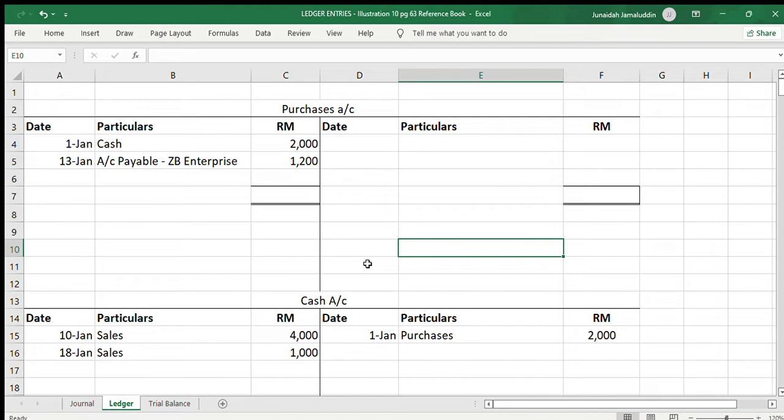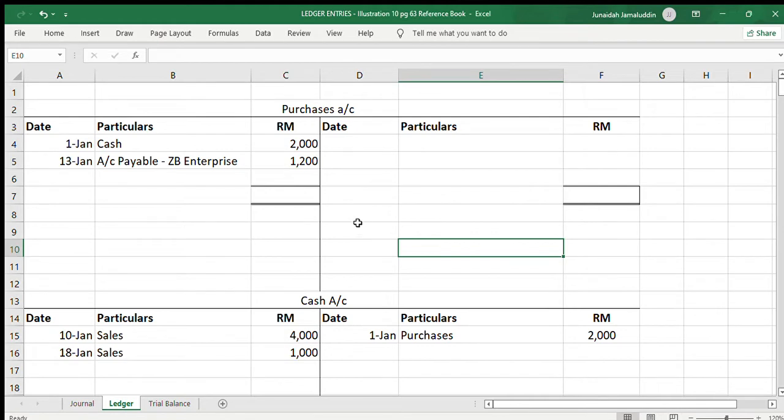Now I'm going to show you how to balance off the ledger accounts. For your information, balancing of the ledger accounts will have to be made at the end of a particular month. Since we have done the ledger entries for the month of January, the balancing will have to be made at the end of January. So we're going to balance off all the ledger accounts on 31st January.